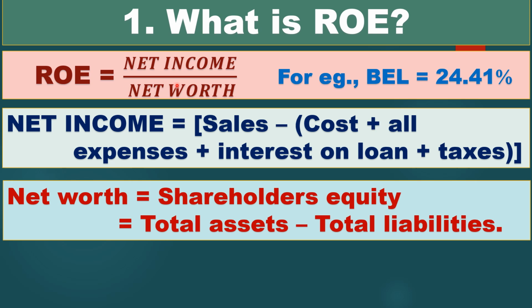So next, what is net worth? Net worth is also called shareholders equity. Equity means stock share only. Now, what is the net worth of the company? It is equal to total assets, how much assets they have, minus how much liabilities the company has. Total assets, building, everything.